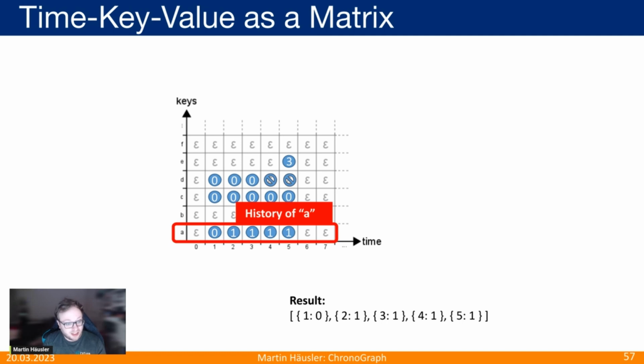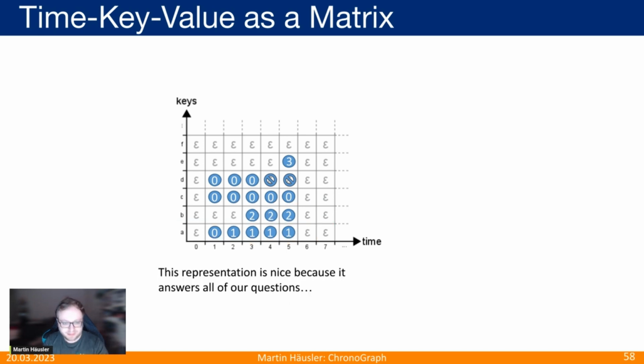If you're interested in the history of a single key, like for example a vertex or an edge, you just have to traverse it horizontally, and you will get all the values of this particular key. And if you're additionally checking the time axis, you also get the timestamps when it changed. So that's that. And this representation is nice because it can answer all of our questions, right?